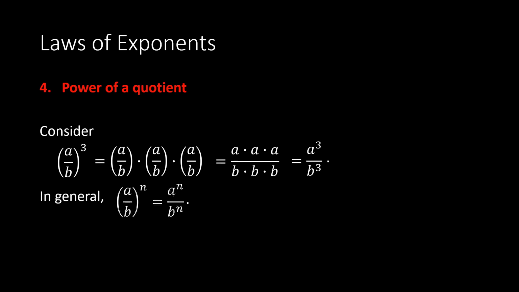In general, the quantity a over b raised to the nth power equals a to the n over b to the n. For example, the quantity x over 2 raised to the 3rd power equals x cubed over 2 cubed, which is equal to x cubed over 8.